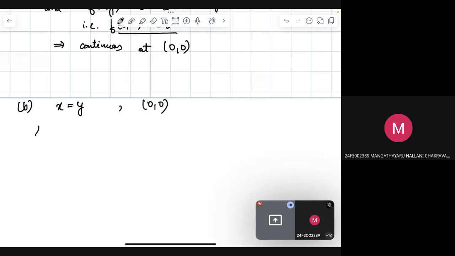So if we take f(x, 0), then we have x square sine 1 by x, right? Why? Because we have taken y is equal to 0 for the purpose of finding the directional derivative. So for finding the directional derivative, we have to first see if the partial derivative exists or not. Now the partial derivative itself will not exist because this is going to oscillate.